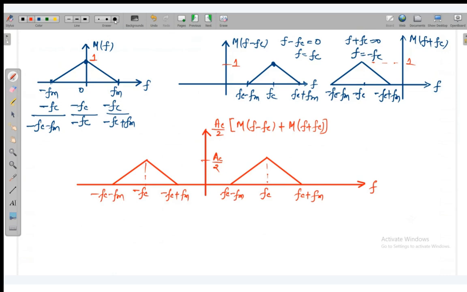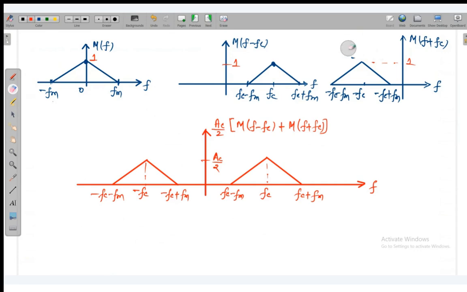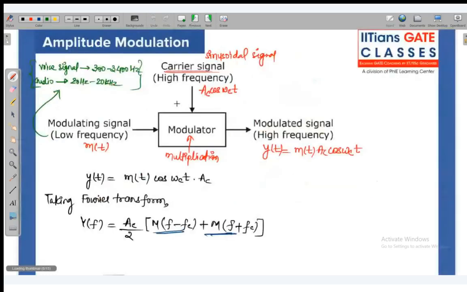Now the question is how we are calling this a high frequency signal, right? Because we have got that this is a low frequency, which is our message signal. Now how is it high frequency? So this is low frequency. Let us say FM is equal to 5 kilohertz, right? According to this block diagram, the low frequency we have to take. So I have taken 5 kilohertz.